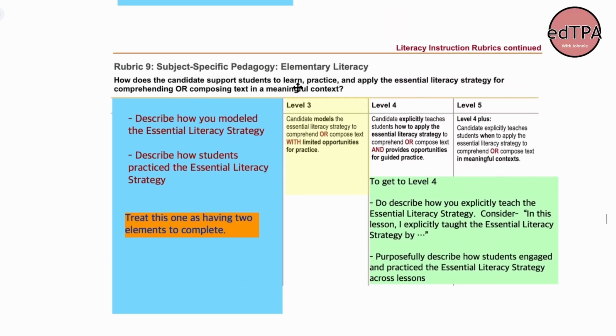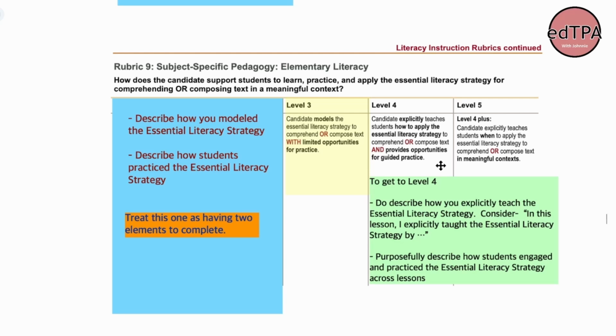How does the candidate support students to learn, practice, and apply the essential literacy strategy for comprehending or composing text in a meaningful context? So for level 3, candidate models the essential literacy strategy to comprehend or compose text with limited opportunities for practice. The word practice matters a lot here. So the necessaries for level 3, describe how you model the essential literacy strategy. Follow with describe how students practice the essential literacy strategy. Okay? 2 things, modeling and practicing. Those are the 2 things that have to happen for level 3.